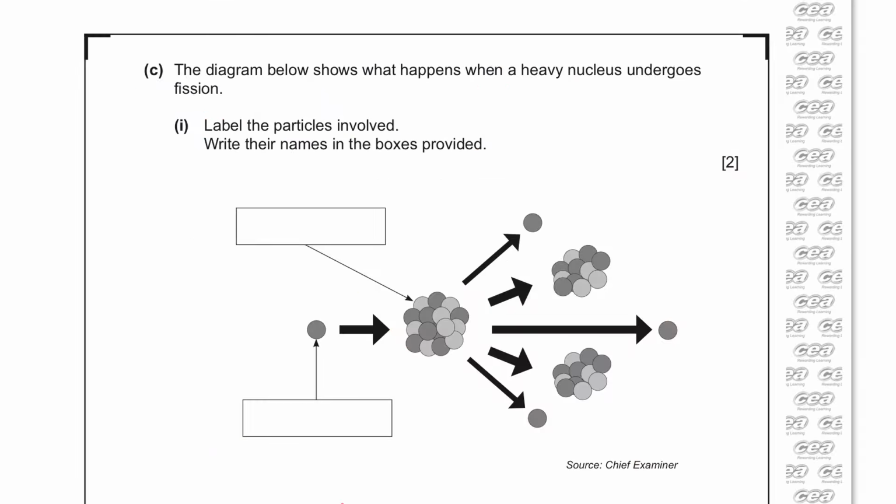Part C, the diagram shows what happens when a heavy nucleus undergoes fission. Label the particles involved. Okay, so the big one is going to be uranium, and how we get it to split is to hit it with a neutron. So the big particle is uranium, the little particle is a neutron.